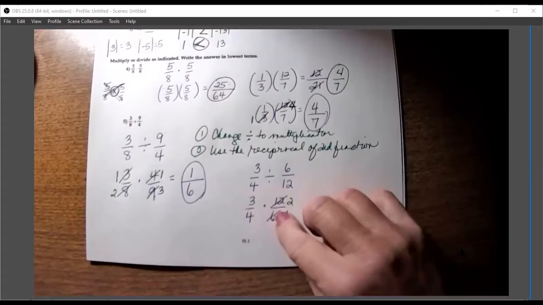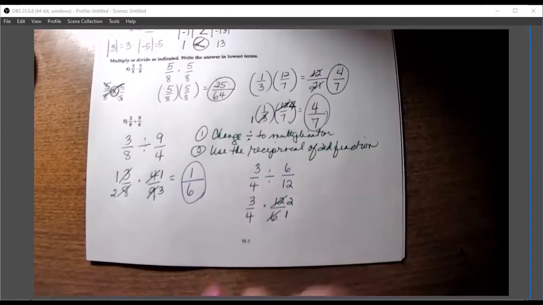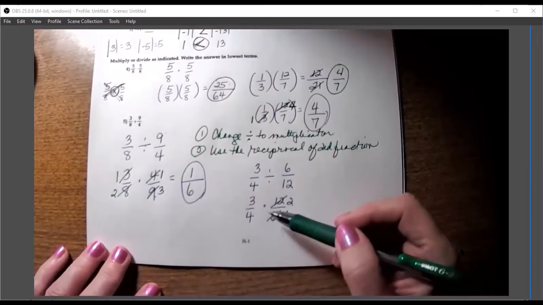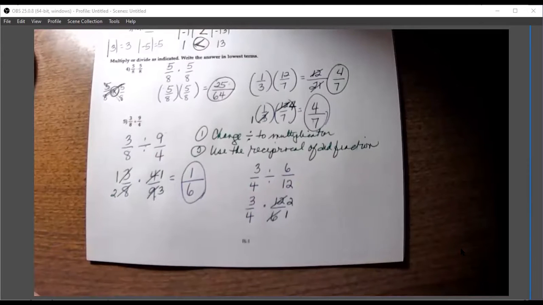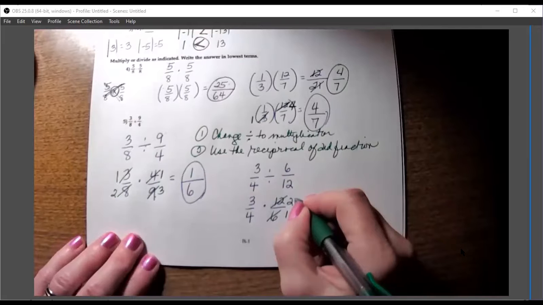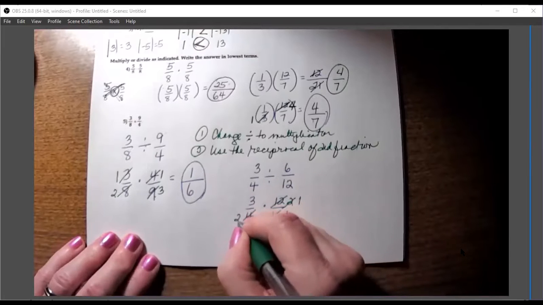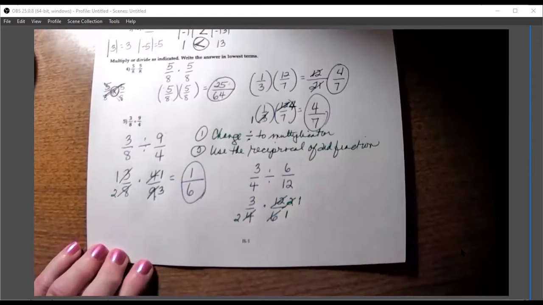By the way, you could have picked these two. You could have picked the 3 and the 6. It would still work. All right, and you know what I see here? Here's a 2 and here's a 4. We like even numbers because we know we can always reduce by 2. 2 goes into 2 once. 2 goes into 4 twice.